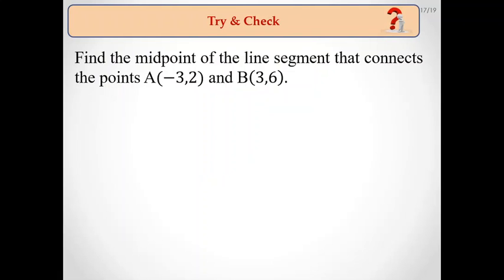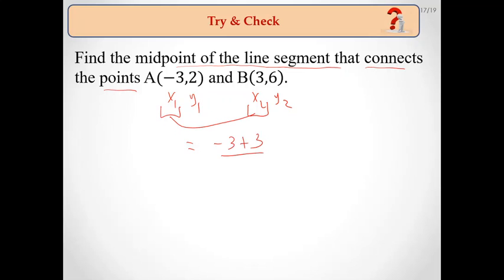Okay, let's do the try and check exercise. Please stop the video and try to do it by yourself. Find the midpoint of the line segment that connects points A and B. Now this is x1, this is y1, and this is x2, this is y2. And the midpoint formula, as you know, is x1 plus x2 divided by 2, their average, and y1 plus y2 divided by 2.